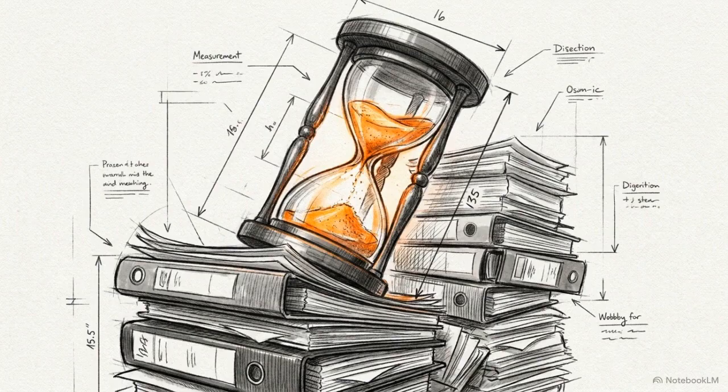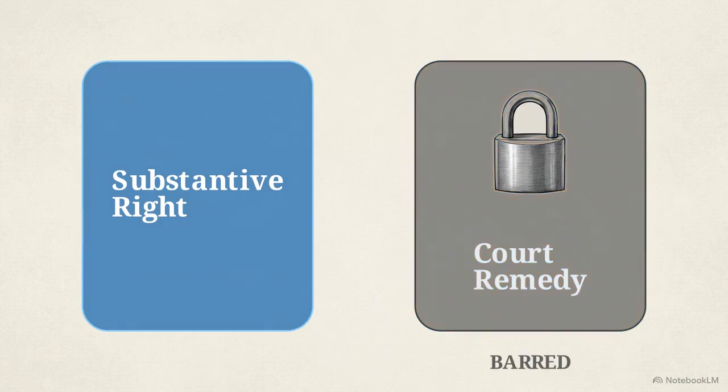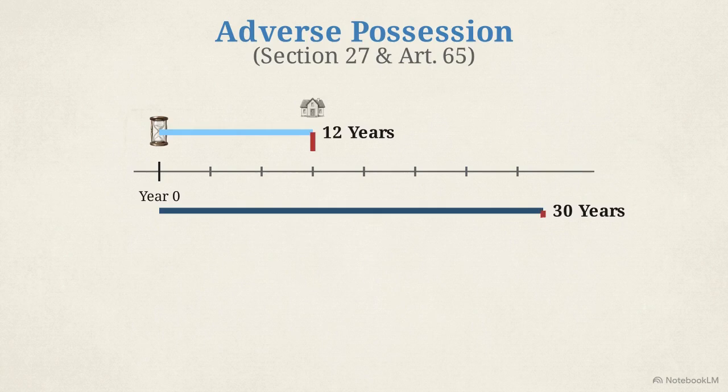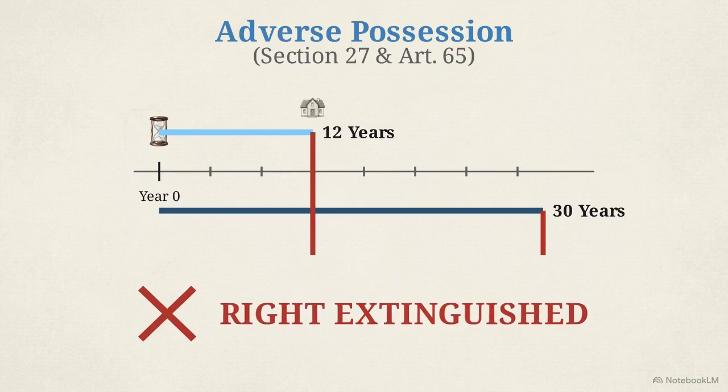The second major hurdle is the Limitation Act. The general principle of limitation is that it bars your legal remedy, leaving the underlying legal right intact. The court simply will no longer enforce it. But look at this timeline charting adverse possession: 12 years for private property and 30 years for government land. Section 27 dictates that failing to file a suit for possession within this window uniquely breaks the general rule. It entirely extinguishes the true owner's right.